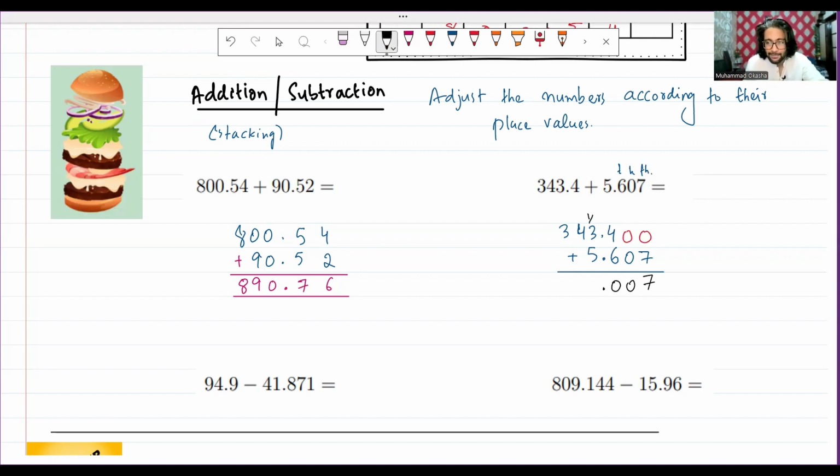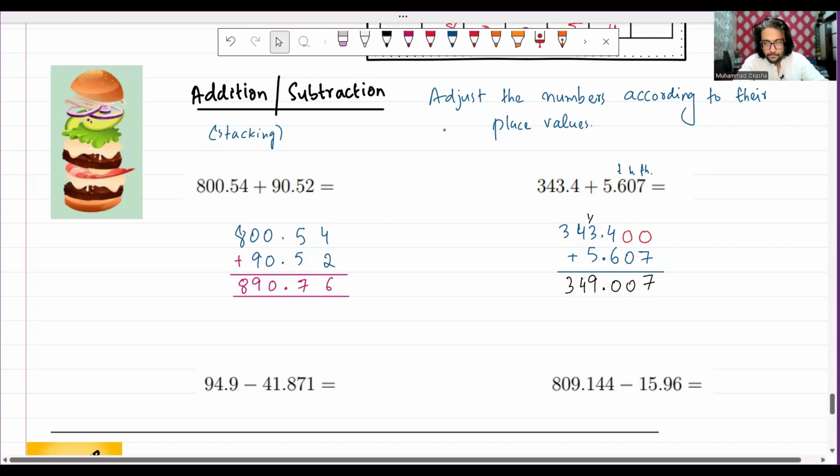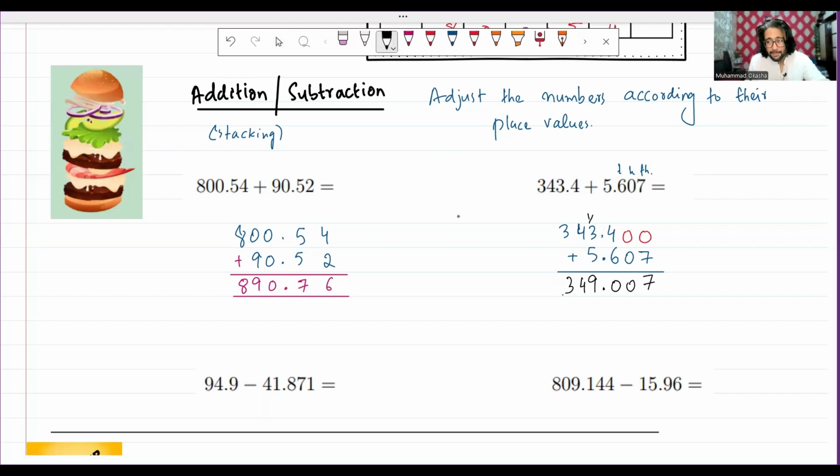I hope you understand the concept of carrying. 5 plus 3 is 8, 8 plus 1 is 9, so there is a 9, and I think the rest just follows. 349.007. Okay, I hope you understand. Again, the reason I'm speeding through this is because this is really simple stuff.